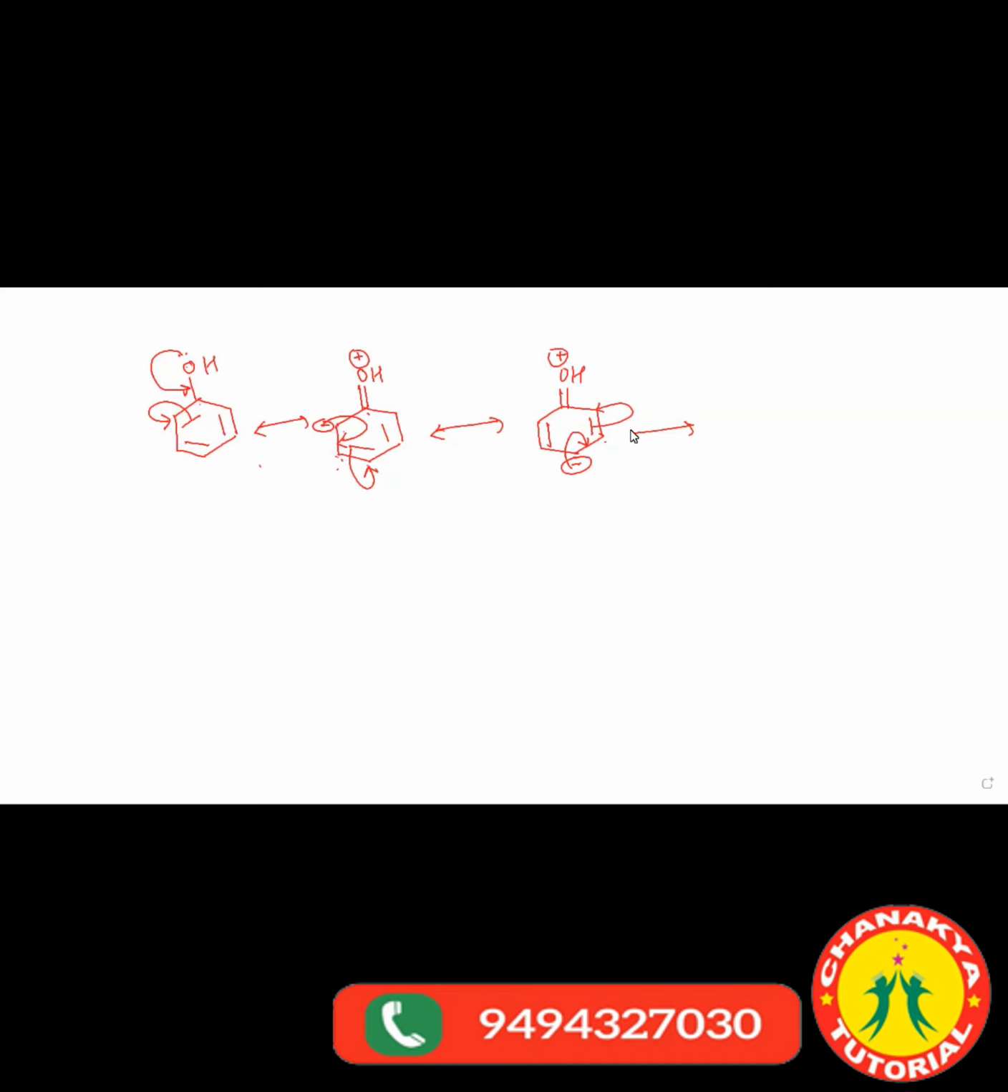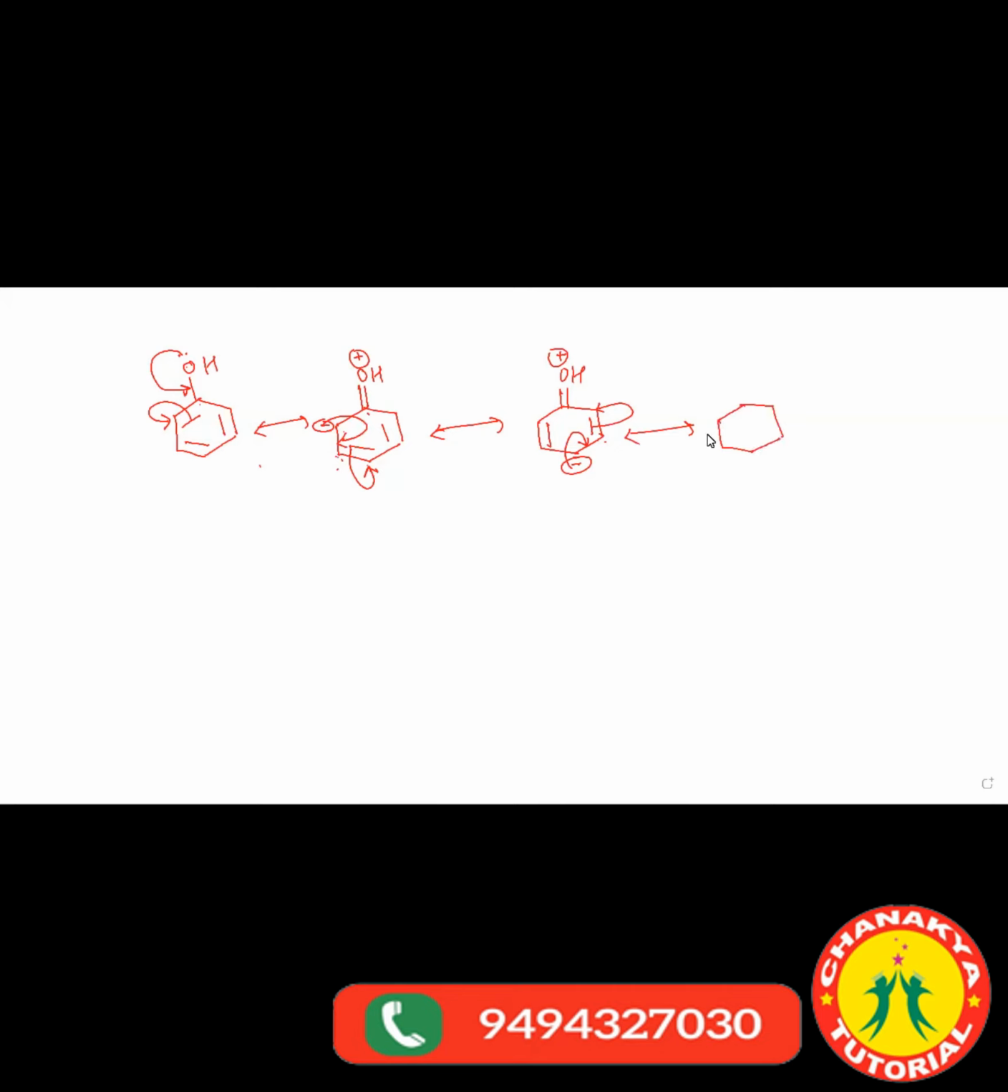Canonical structure is always shown by a double-headed arrow. Keep it in your mind. Right, Dhananjay? Yes. Hello? Yes, ma'am. Yes. A double-headed arrow, because it can be converted into this or into that. Okay.